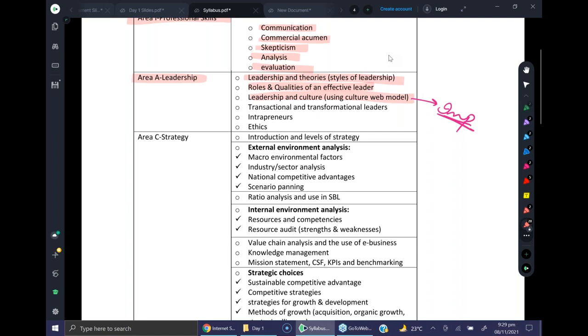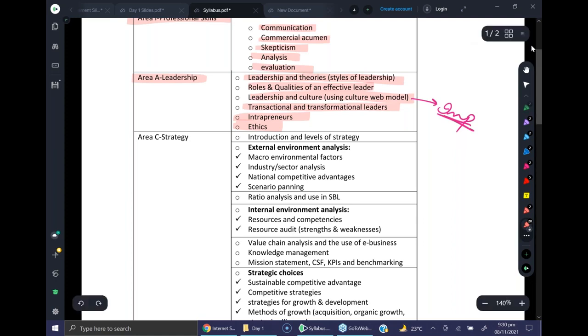Okay, then the concepts of transactional and transformational leaders, entrepreneurs, and then the area of ethics, which will cover corporate code of ethics, professional code of ethics, and a couple more aspects like fraud, bribery, corruption, etc. So are you guys all familiar with these areas already? Kind of. I'm just making sure that I open up the syllabus for you so that you understand and realize if you haven't covered something so far.